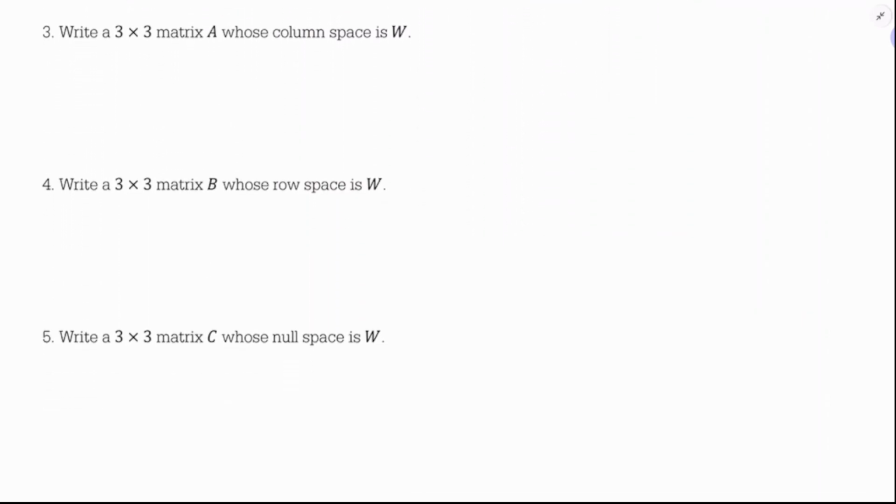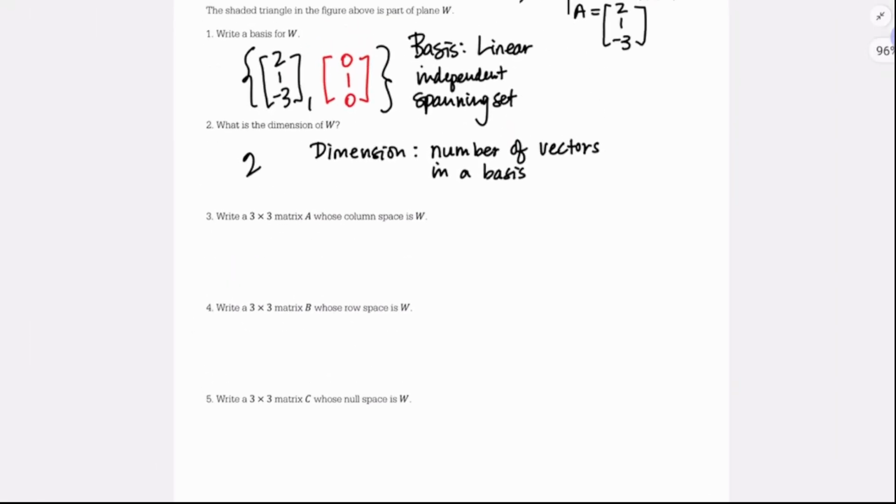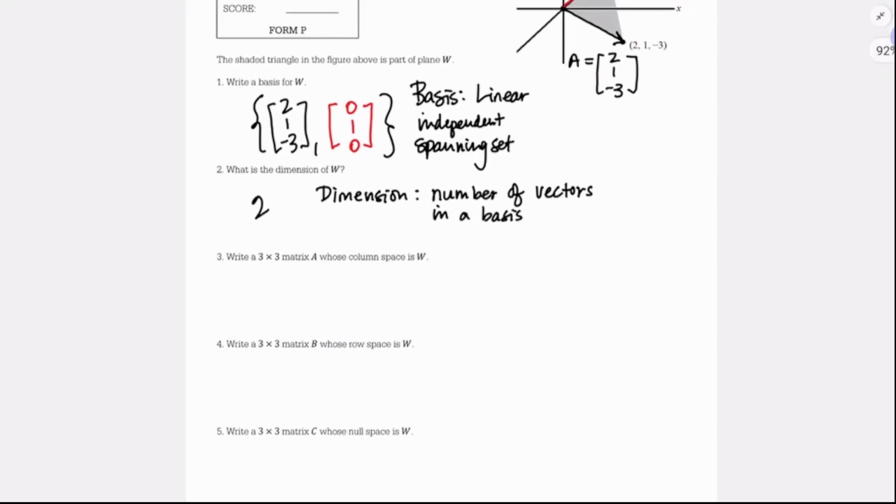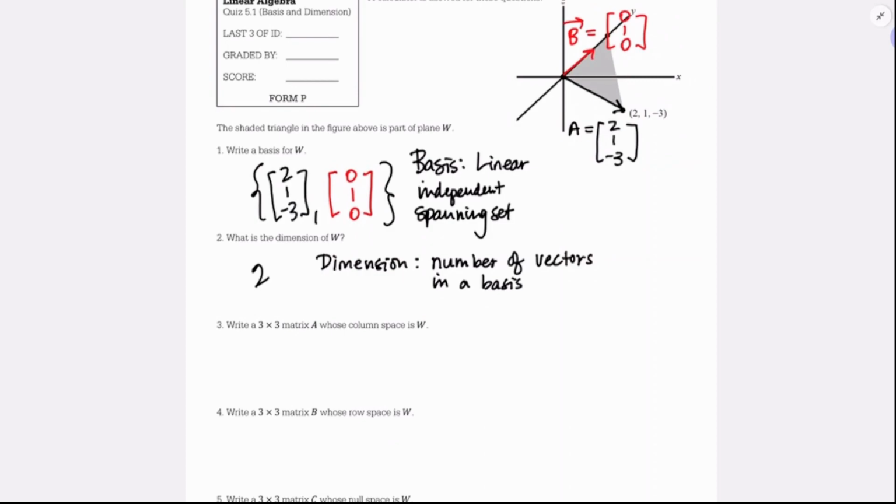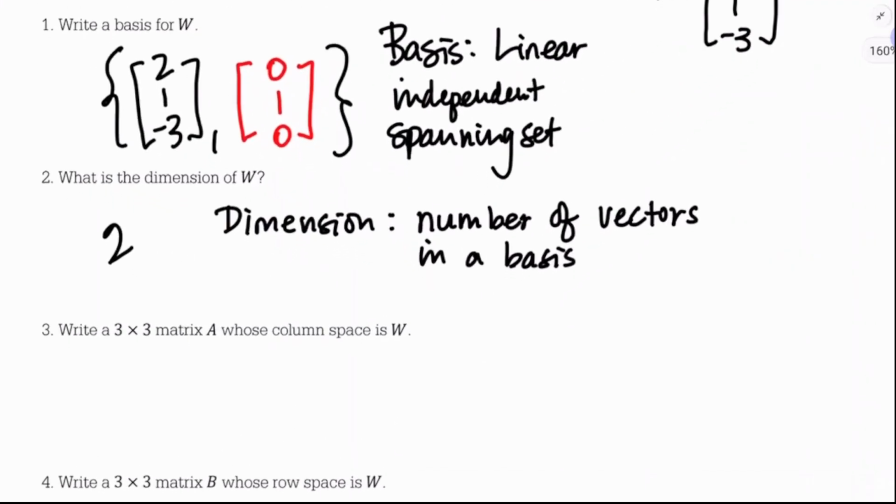So write a 3 by 3 matrix A whose column space is W. Okay, well, let's see. If it was a 3 by 3 matrix with independent columns, it would span all of R3. So I think what I'm going to do is use the vectors that we've got, 2, 1, negative 3, and 0, 1, 0, and then we're going to need the third one to be dependent on the first two, so maybe I could just add them together. So I could have 2, 2, negative 3.